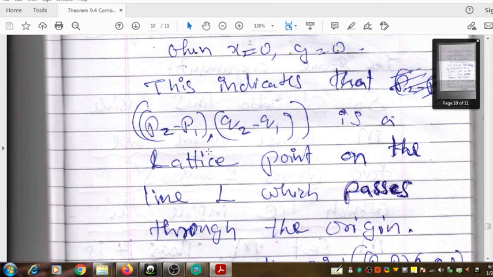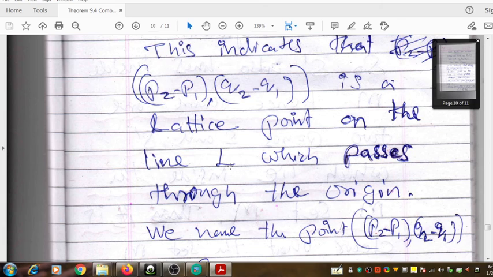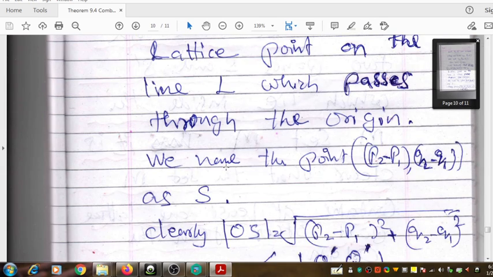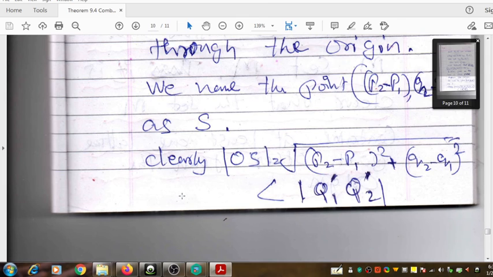Steps in the proof. Here we can see that (P2 minus P1, Q2 minus Q1) is a lattice point on the line L. That was also described, and that line L passes through the origin. We name that newly obtained point (P2 minus P1, Q2 minus Q1) as S, using the letter S. You can see that in the figure, and now if we measure the distance between O and S, you get that it is the square root of (P2 minus P1) square plus (Q2 minus Q1) square.